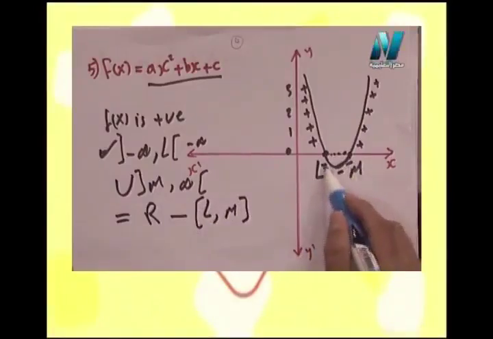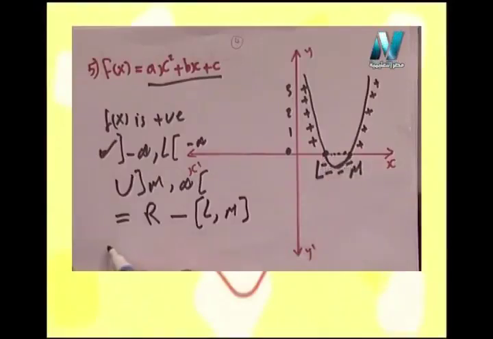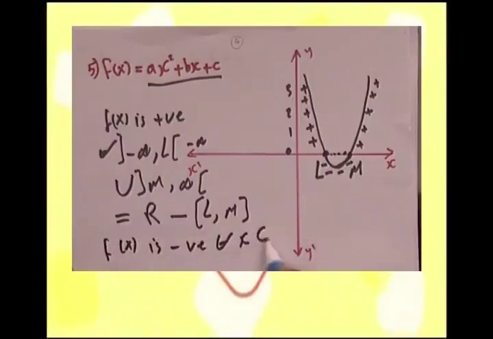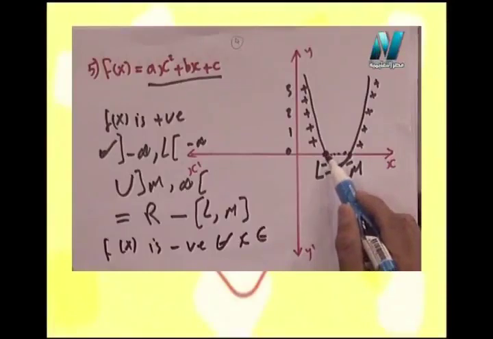If we want to find out the negative part, the function will be negative for all x belonging to what? Belonging to between L and M.